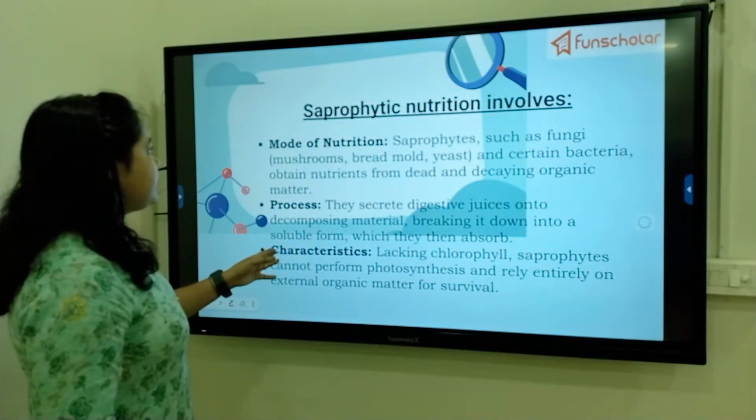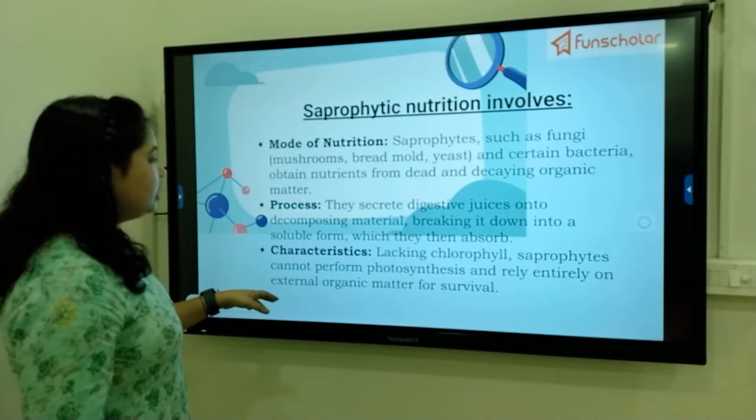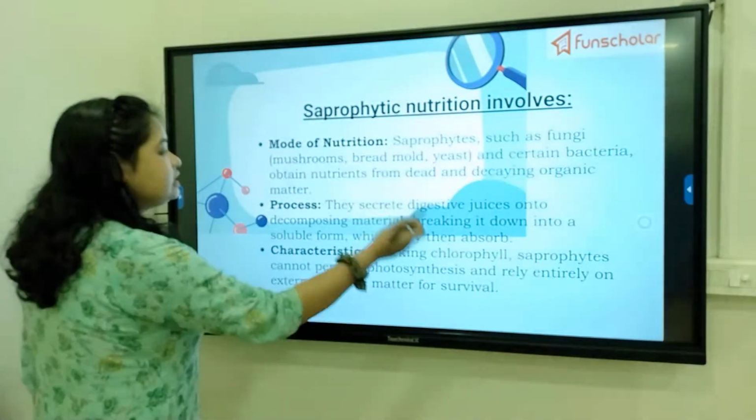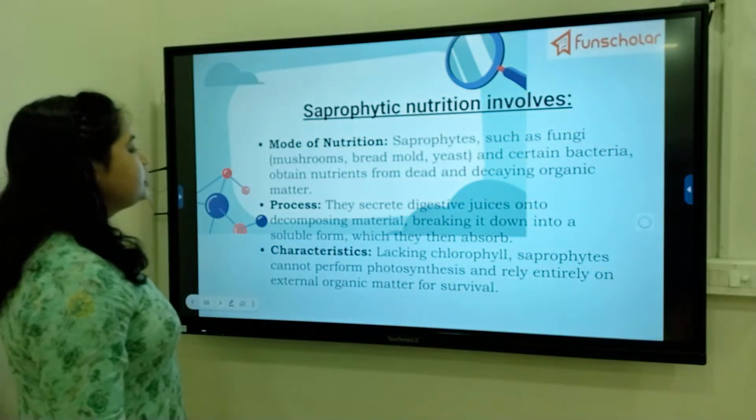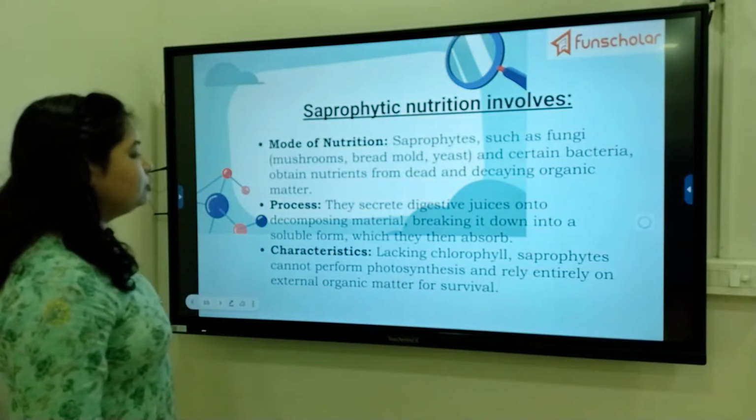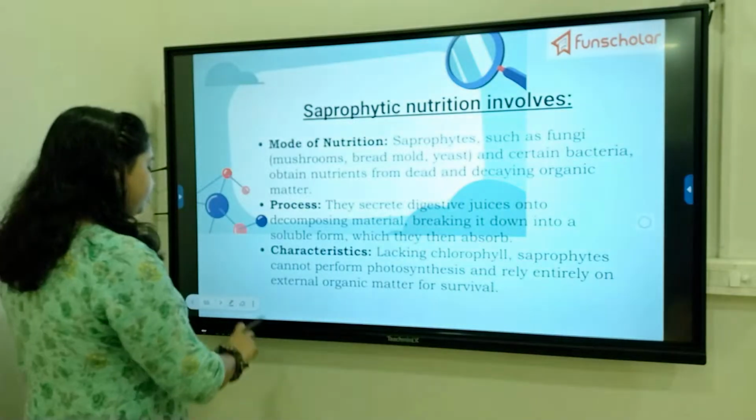So again, in saprophytic nutrition, we have already seen that they secrete the digestive juices on the decomposing matter, and break it down into soluble form which they can absorb.